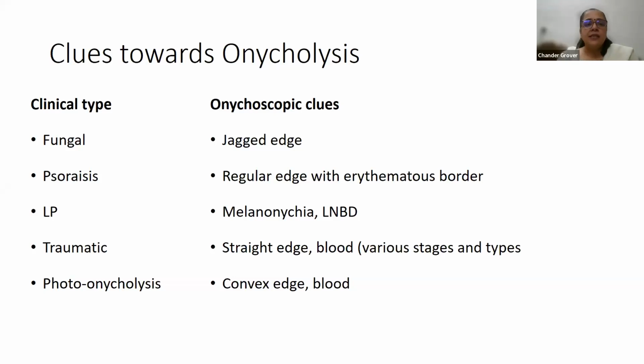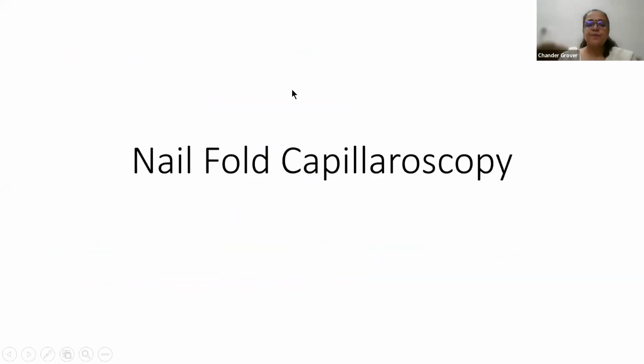So as you can see, I've taken just one nail sign and explained it to you on onychoscopy. Fungal: jagged edge. Psoriasis: regular edge with erythematous border. LP, melanonychia. Traumatic: straight edge with blood at various stages of evolution. Photo: convex edge with shattered windshield appearance. These are the clues you pick up on onychoscopy to help you find the cause.